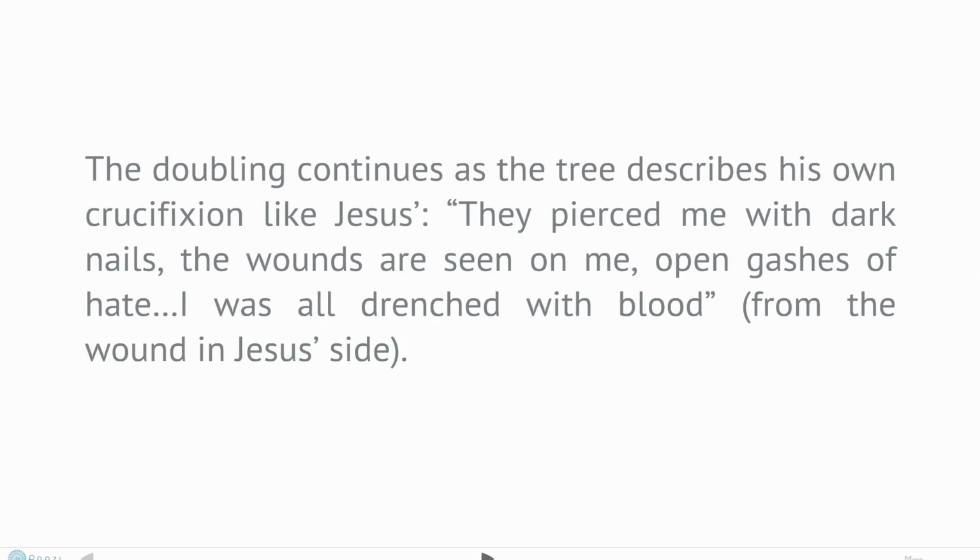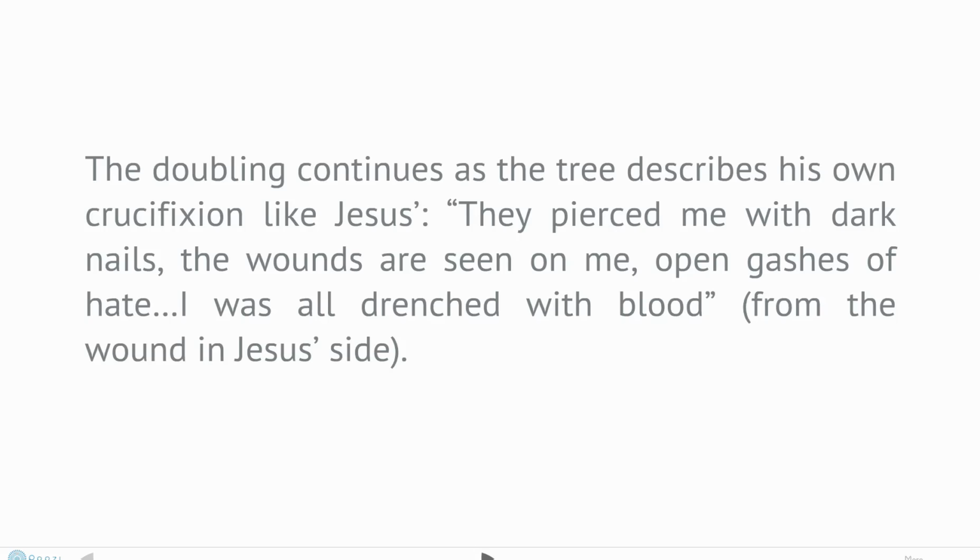The doubling is very complete. The tree says, they pierced me with dark nails, the wounds are seen on me, open gashes of hate. I was all drenched with blood. Of course, this is Jesus's blood. But again, this sentence could just as well have been said by Jesus. They pierced me, Jesus, with dark nails. The wounds are seen on me, Jesus, open gashes of hate.